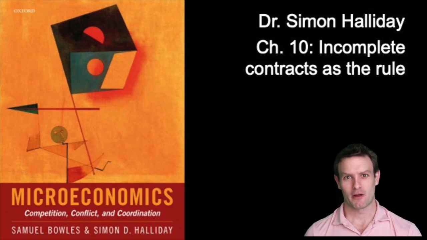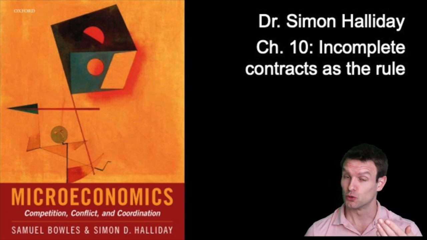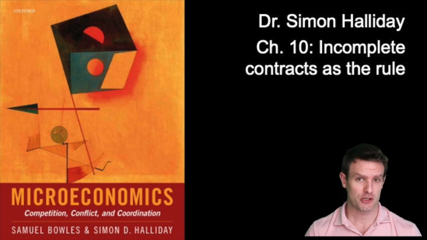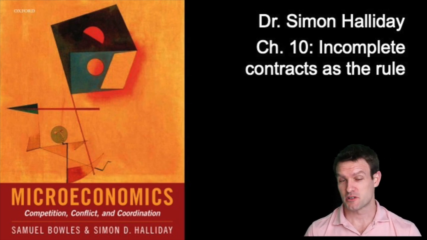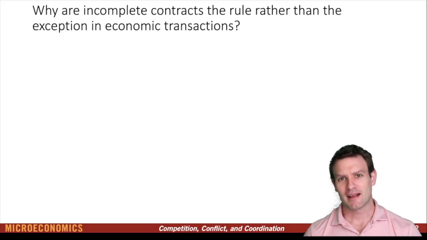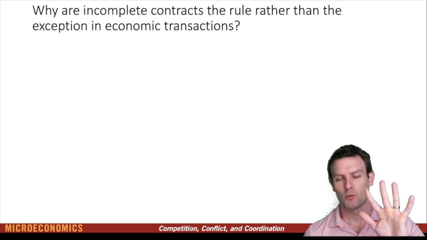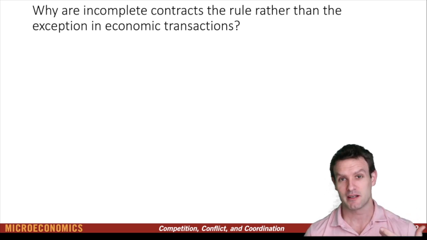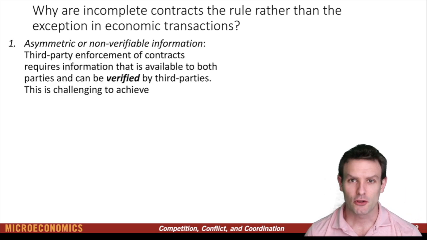Here we're going to talk about incomplete contracts as the rule for exchange rather than the exception. So what we're going to be wanting to think about is what are the factors that lead to incomplete contracts being more common than complete contracts. We're going to highlight 5 reasons. We're going to number them 1 through 5 and we're going to explain each in turn. So let's look at those here.